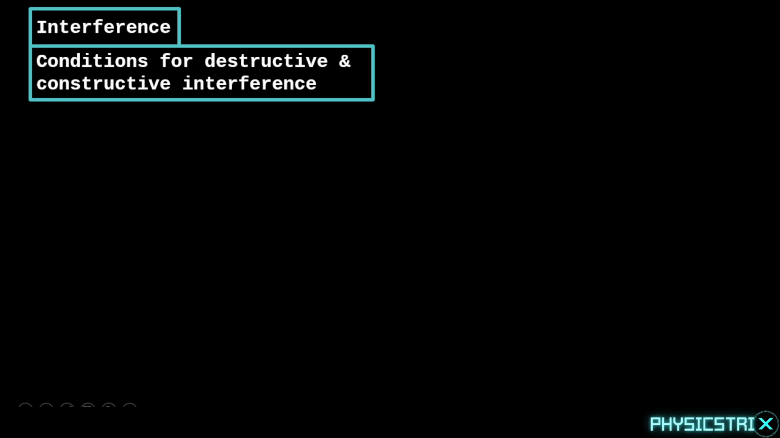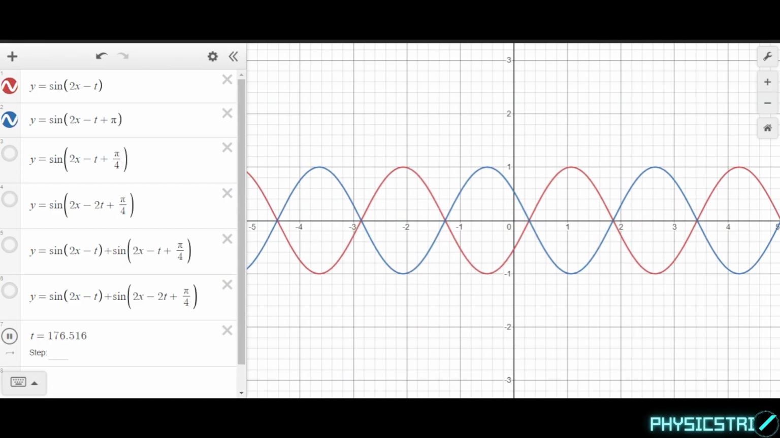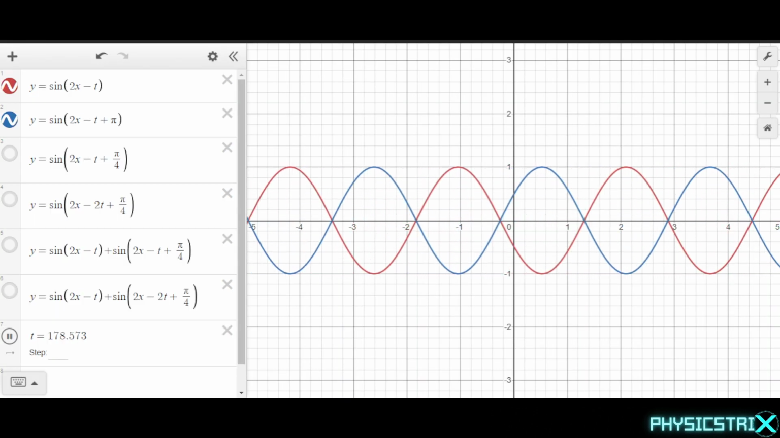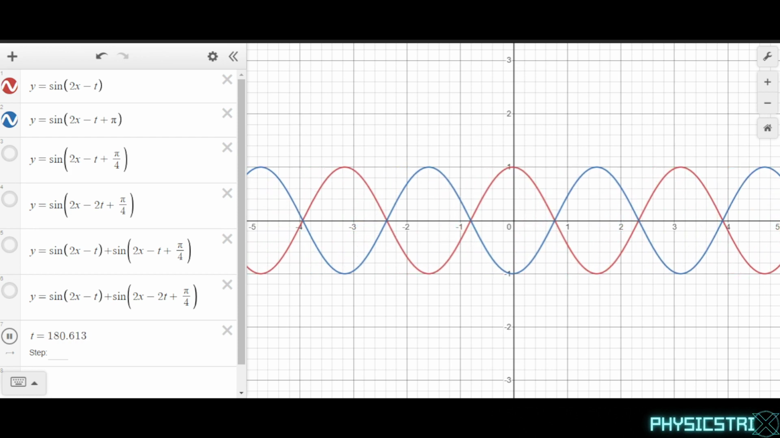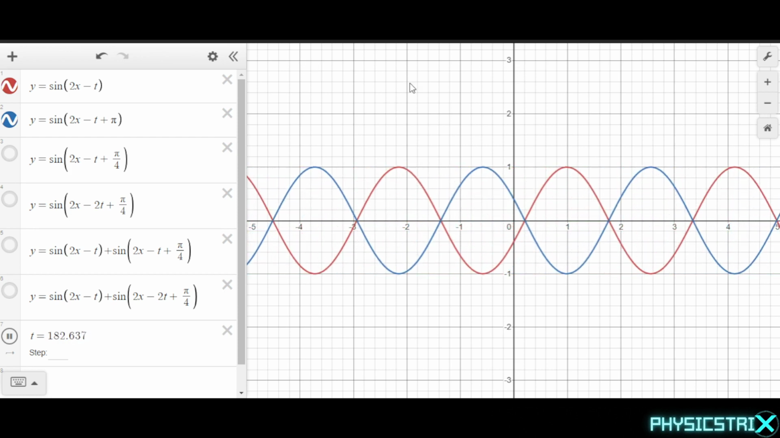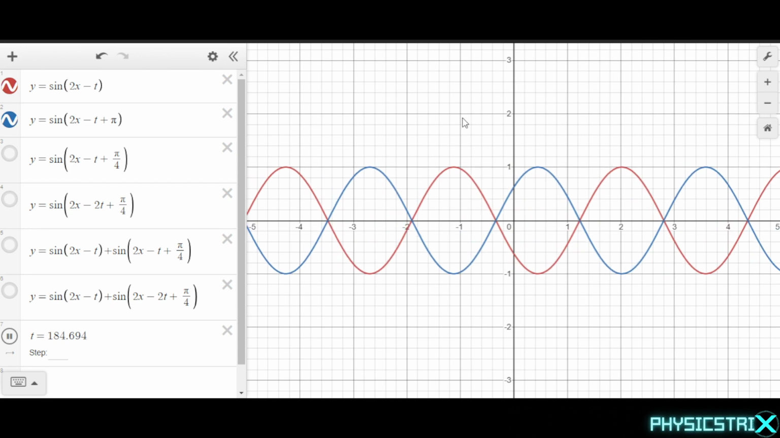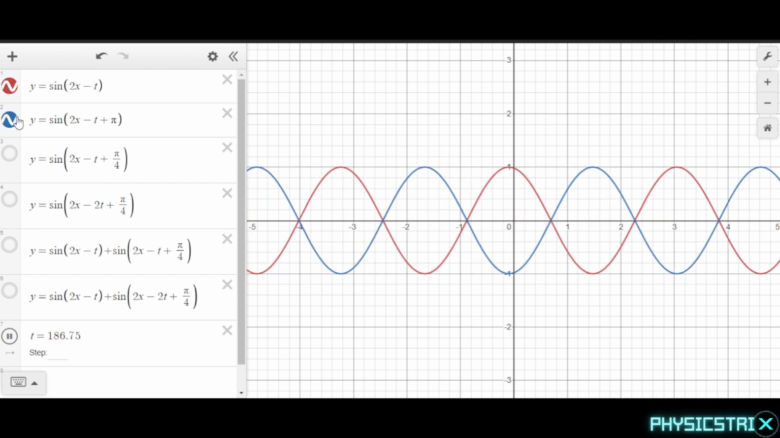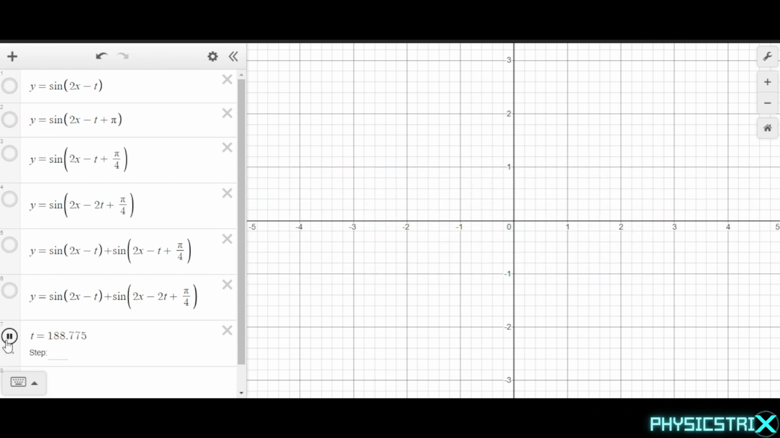Once we understand that, then we can talk about constructive and destructive interference. So let's talk about that. Again, I will be using Desmos. Let's look at another visualization on how you can have constructive and destructive interference.